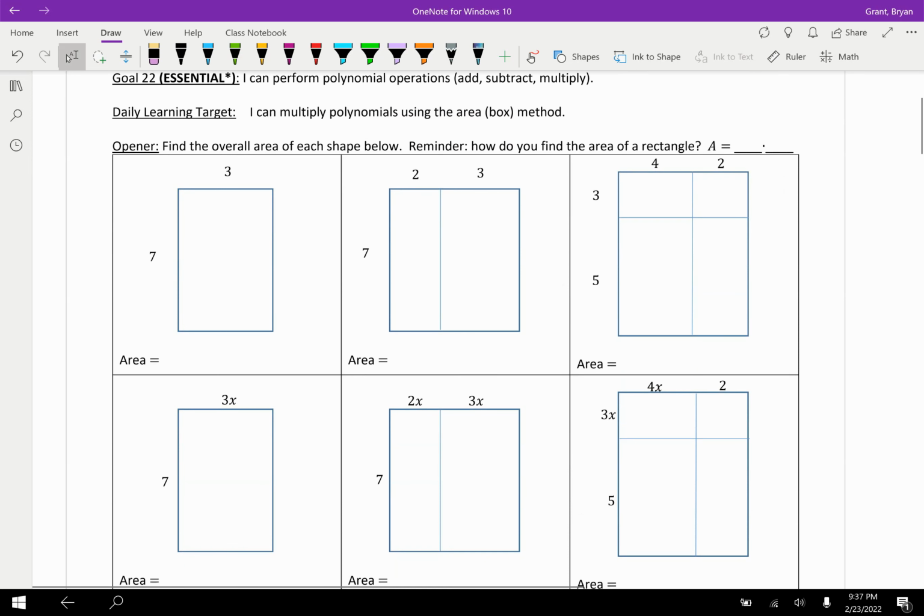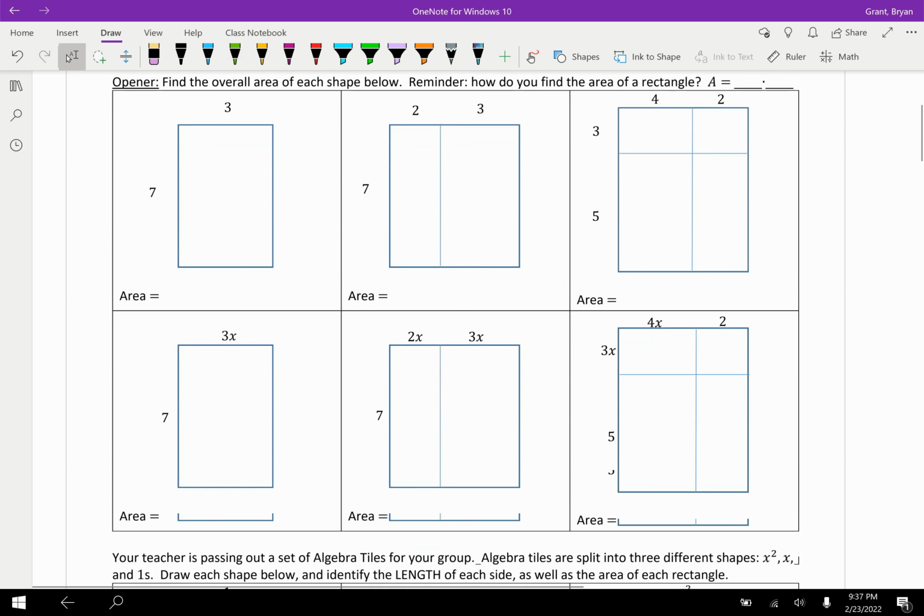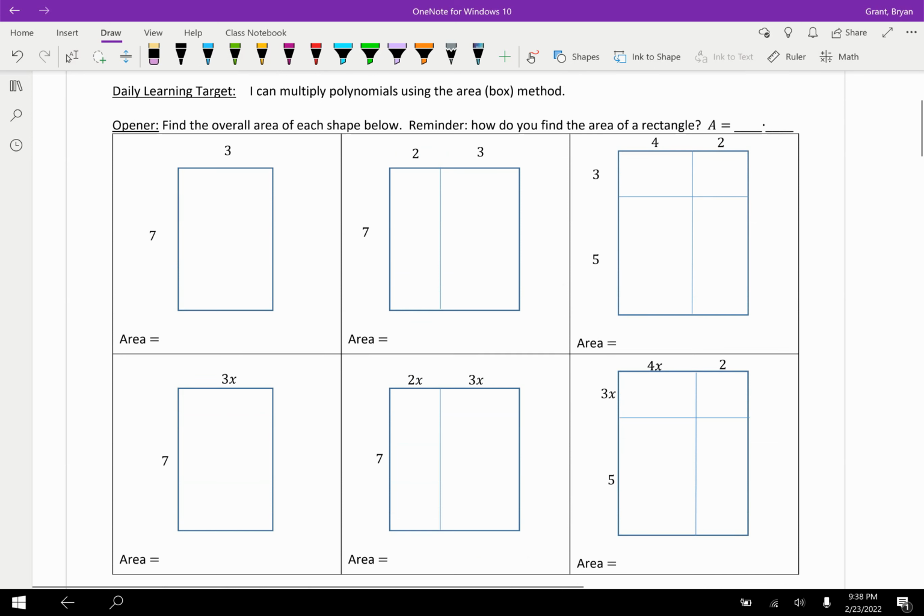So let's start with our opener here. Your goal is to find the overall area of each shape below. You'll notice that each shape below is a four-sided shape with 90-degree angles in the corner. That means these shapes are called rectangles. On some of them, the rectangles are split into smaller rectangles. For example, this one has 2 rectangles, this one has 4, and so on and so forth.